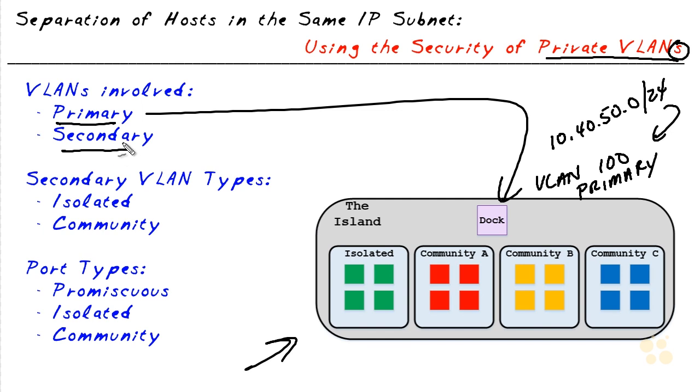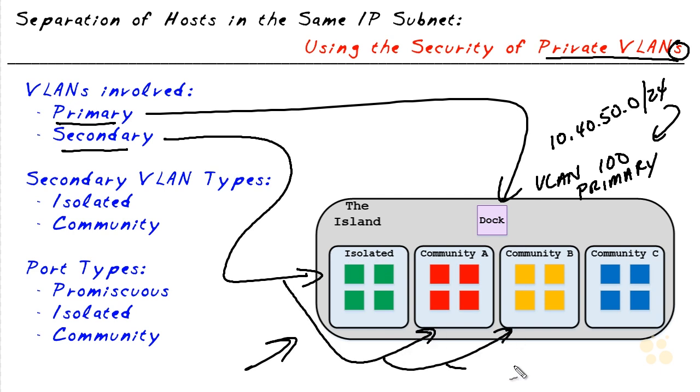Then we're going to create additional subsets, if you will, of that primary VLAN, subdomains. They refer to these within private VLANs as secondary VLANs. And so what we could do is we could create something called an isolated secondary VLAN. Or we could create one or more community VLANs as secondary VLANs. So as an example, the isolated VLAN may be VLAN 200. And community A VLAN may be VLAN 300. And community B may be VLAN 400. And C might be VLAN 500.